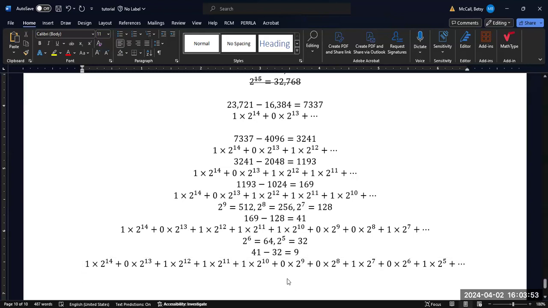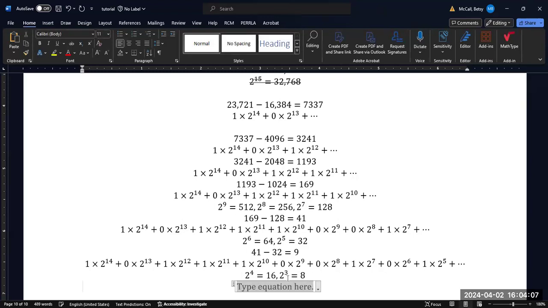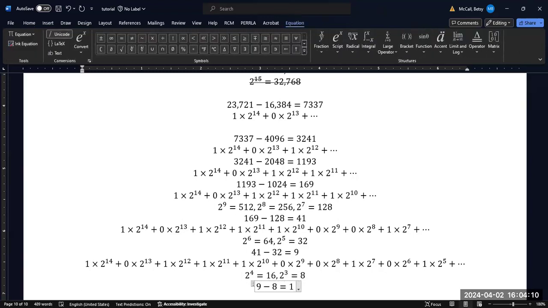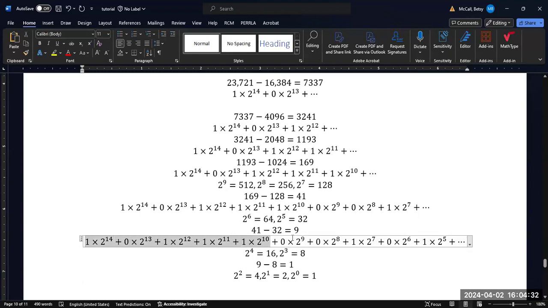Well, 2 to the 4th is 16. That's not going to do it. 2 cubed is 8. That will work. So 9 minus 8 is 1. And then 2 squared is 4. We won't use that. 2 to the 1 is 2. And then 2 to the 0 is 1. And so that's where the 1 is going to go. It's our last one.